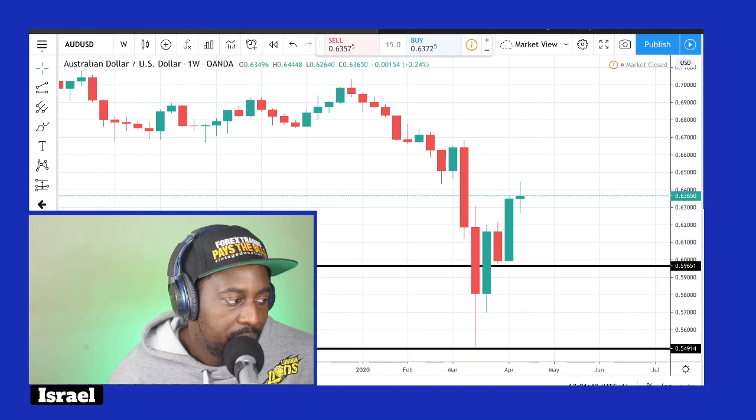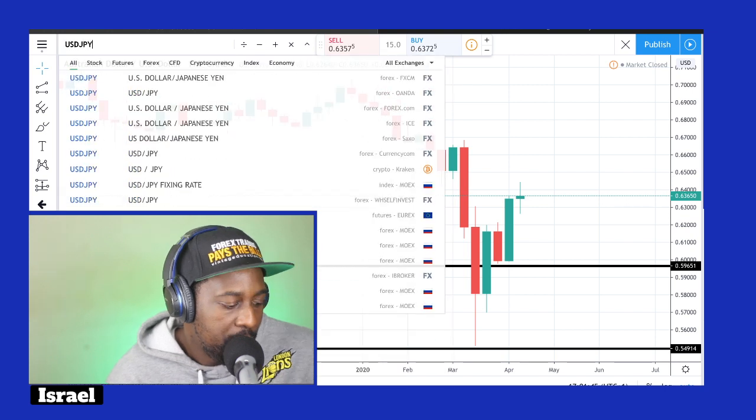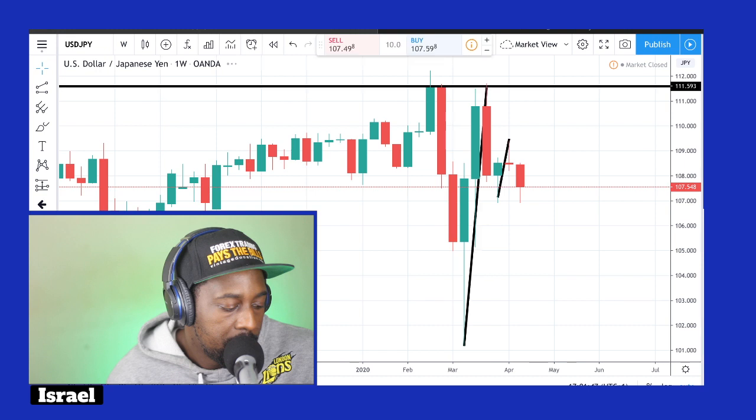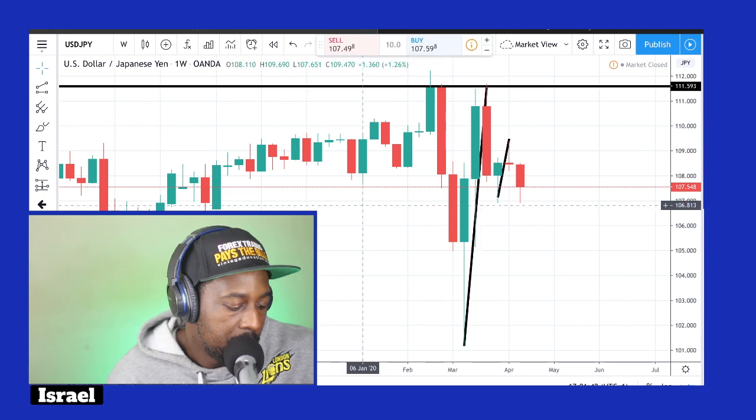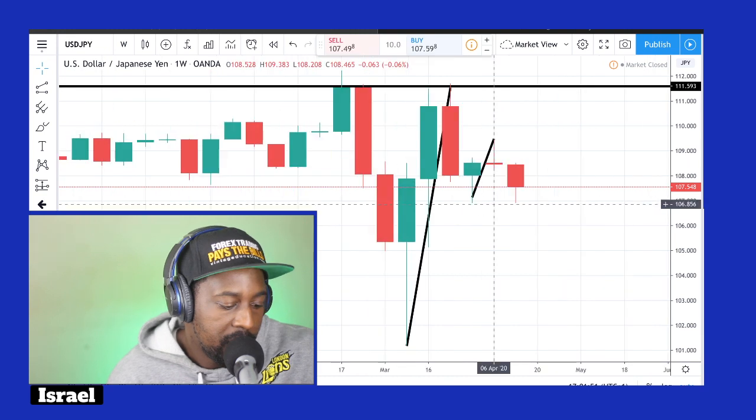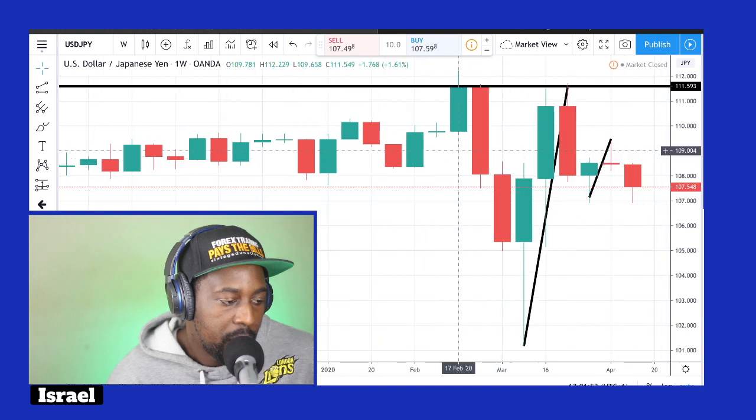Let's look at the USD/JPY, another currency I look at. This was another one of those. You can see what price did. The weekly candle is extremely bearish, as they say. It looked extremely like it wanted to move down, right?